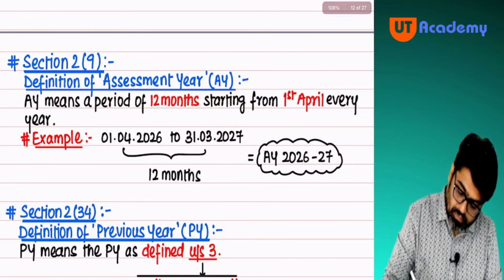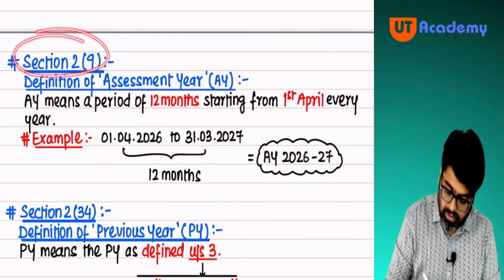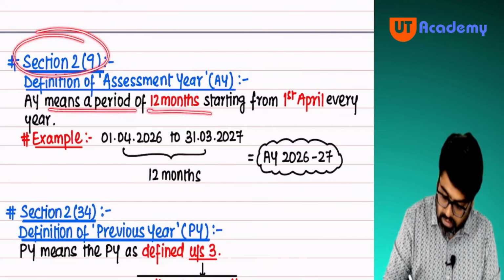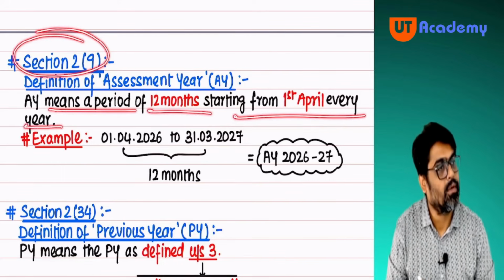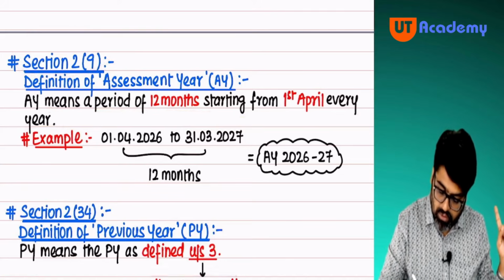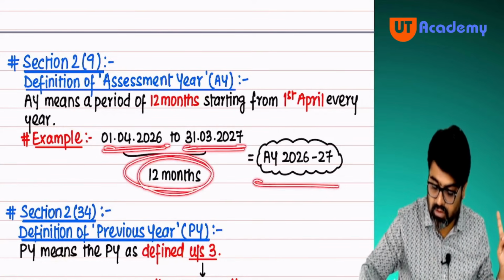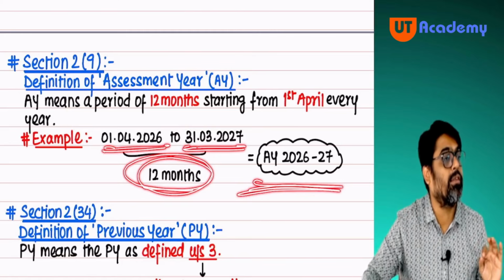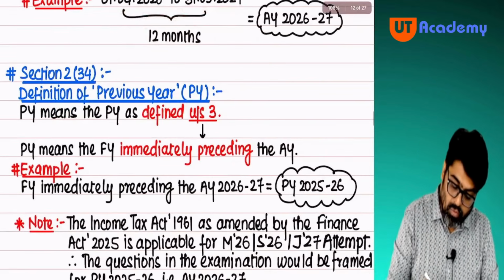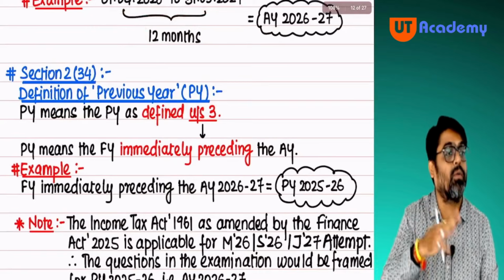Definition of assessment year. Assessment year means 12 months starting from, did I tell you this? Now, 1st April 2026 to 31st March 2027, 12 months period. Can I say this is the assessment year? Assessment year 26. Now, with reference to that assessment year, what is the previous year?